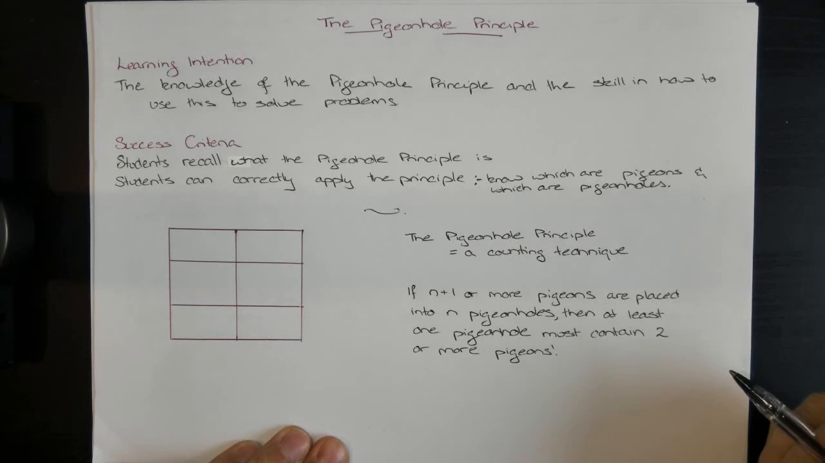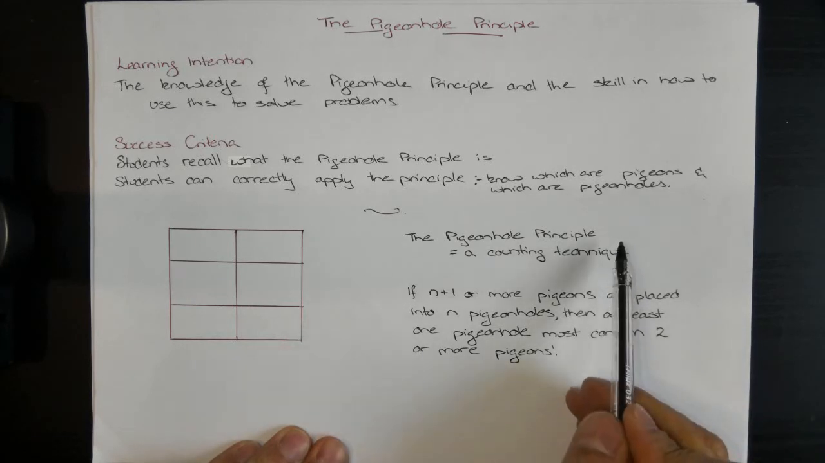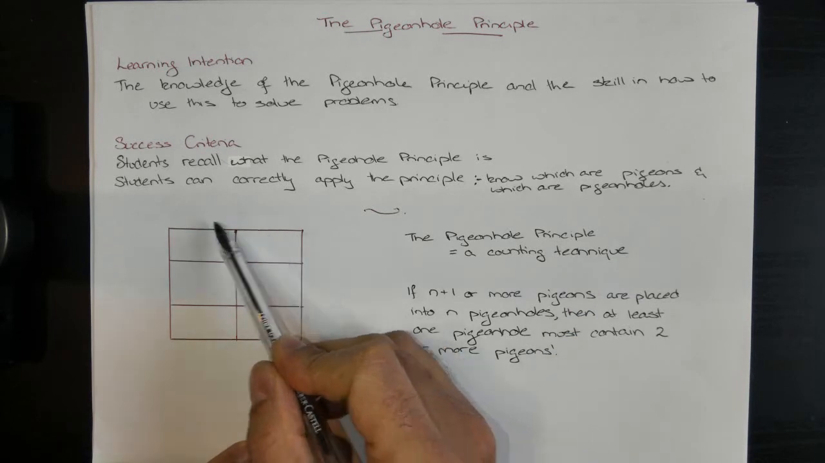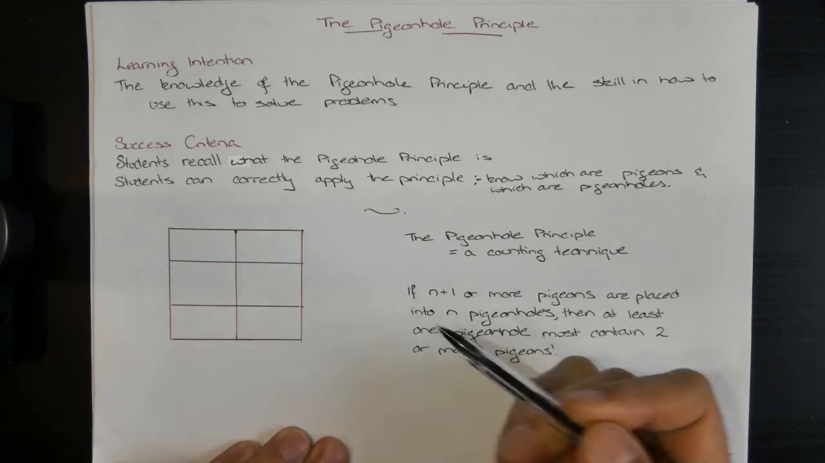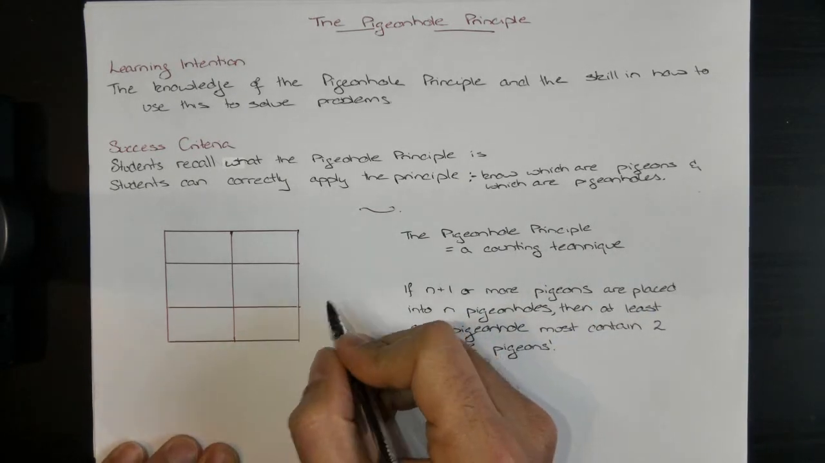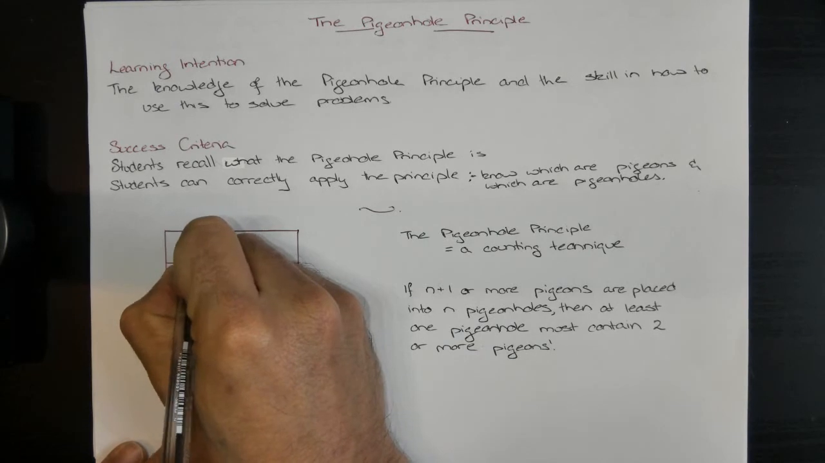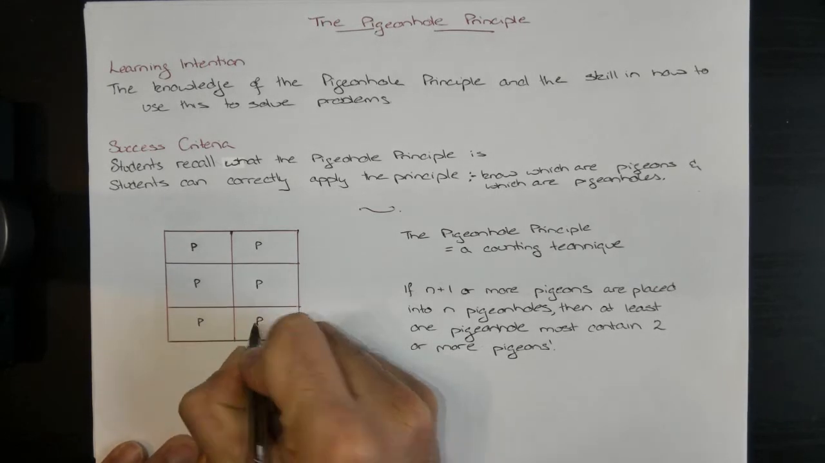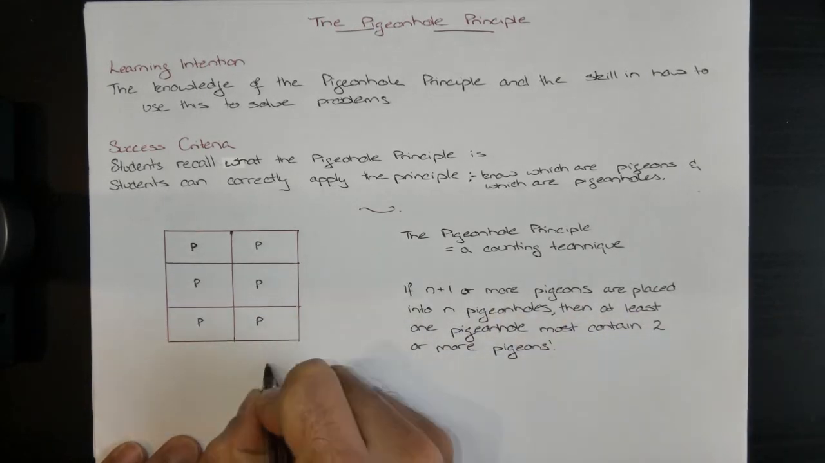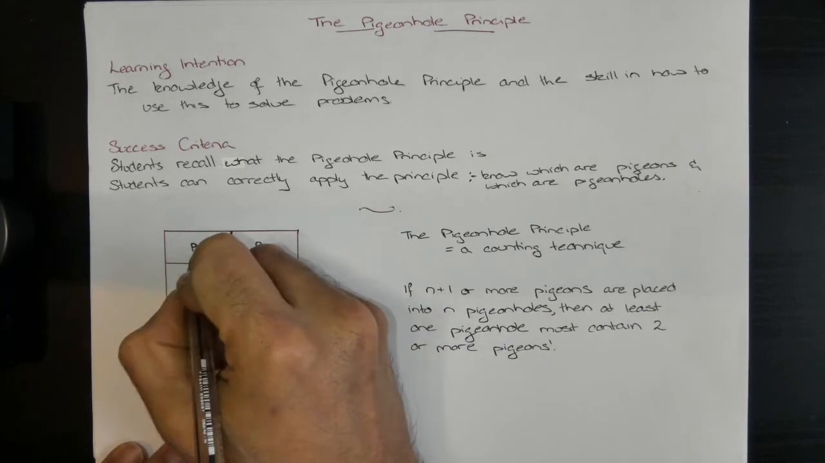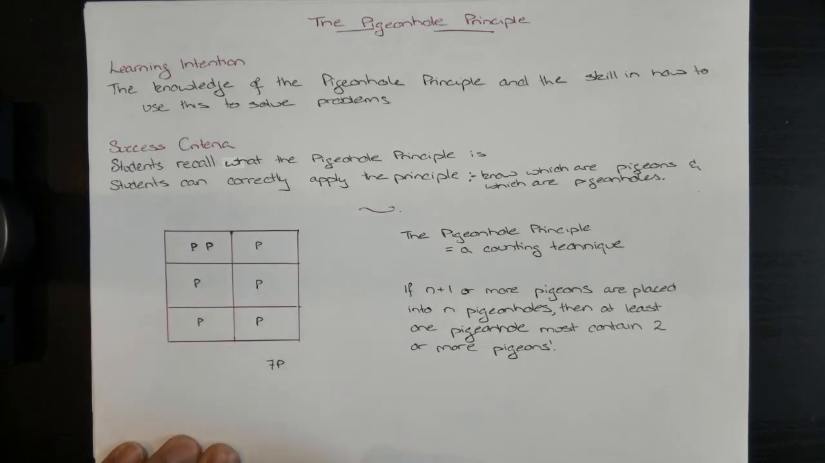Okay. So basically, the pigeonhole principle is a way of counting. It's a counting technique. So imagine I have six pigeonholes. If I have 6 pigeons, I can put one pigeon into each hole. But if I said I had 7 pigeons, then at least one of the pigeonholes would have 2 pigeons in it.